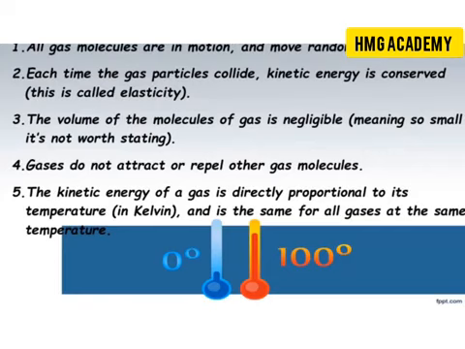Now the fourth one says gases do not attract or repel other gas molecules. Sometimes it can be stated as force of attraction and repulsion between gas particles is negligible. Now the fifth one says that the kinetic energy of a gas is directly proportional to its temperature in Kelvin and is the same for all gases at the same temperature. Now all these five assumptions were the things that brought about the ideal gas equation. So an ideal gas will have all these five properties.